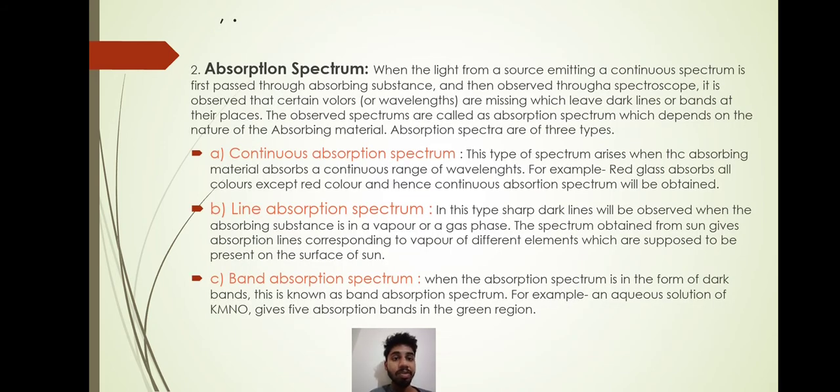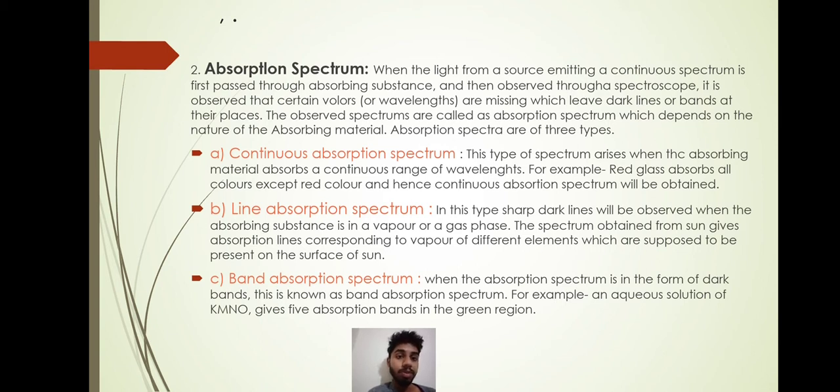Next, we will move towards the absorption spectrum. Let's move towards its definition. When the light from a source emitting a continuous spectrum is first passed through absorbing substance and then observed through a spectroscope, it is observed that certain colors are missing which leave dark lines or bands at their places.